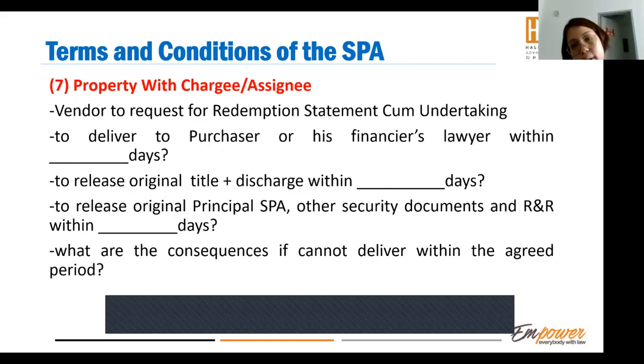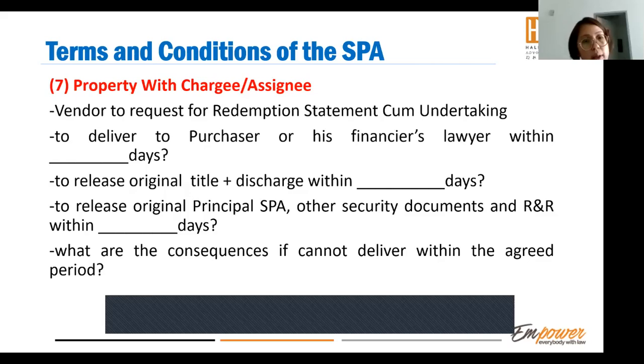When you receive the redemption statement, make sure all the details, especially the vendor's name and the property details, tally with the sale and purchase agreement. Normally, we will put it in the agreement: the vendor has to obtain and deliver this redemption statement to the purchaser or the purchaser's bank solicitor within how many days? It's not very important, it's either 14 days or 14 working days, up to the party negotiation. Why is it important? I will explain to you later on.